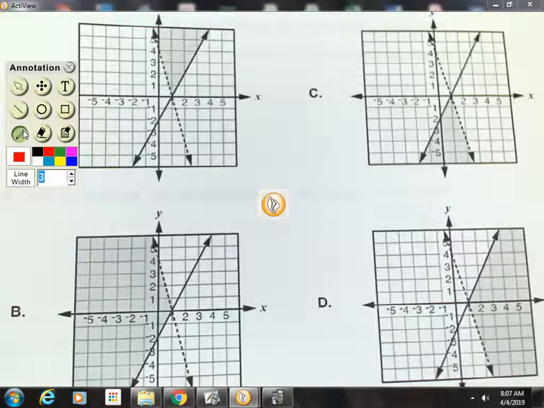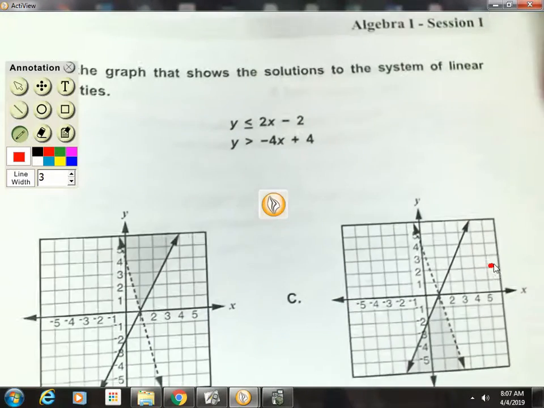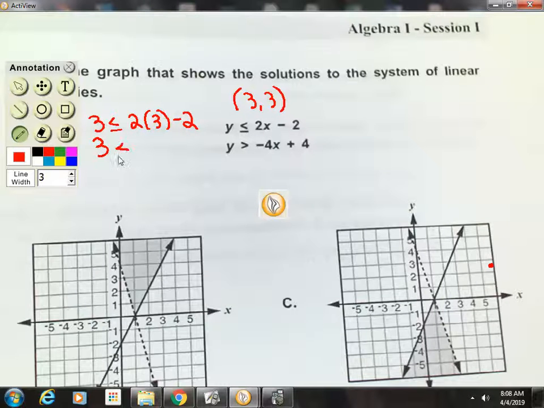We know that's the right answer, so I'm going to show you why it works. On letter D, let's pick an ordered pair. I'm going to make this easy: (3, 3). It's in that shaded region. When I test it, it should work in both of the inequalities. If I put (3, 3) into the first inequality, 3 is less than or equal to 2 times 3 minus 2. 2 times 3 is 6, and 6 minus 2 is 4. So (3, 3) worked in the first inequality, correct?